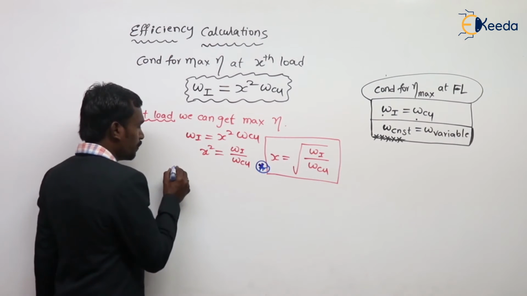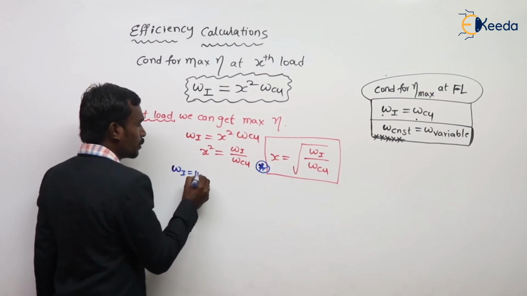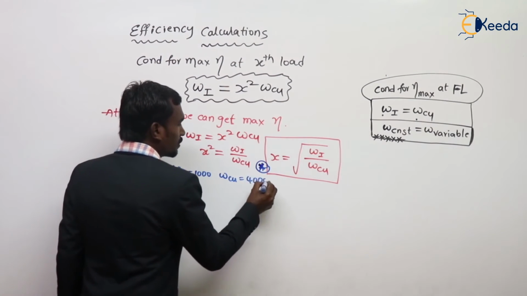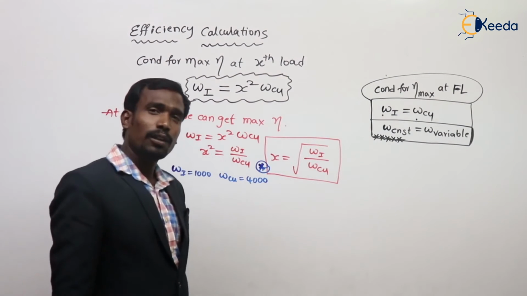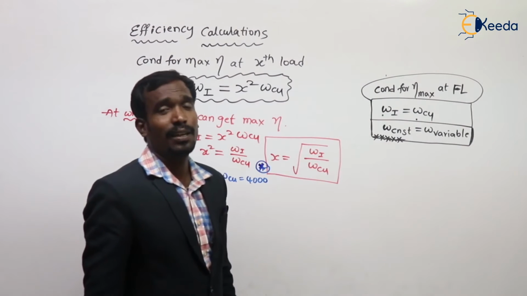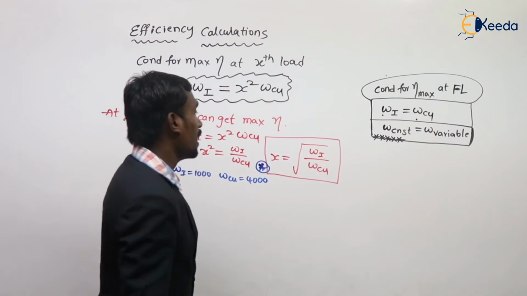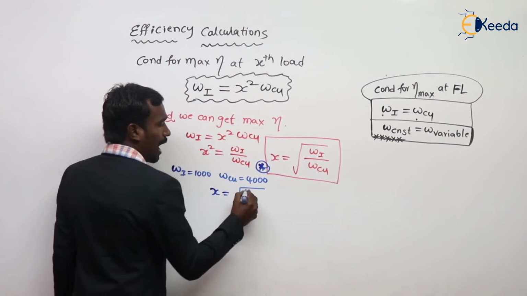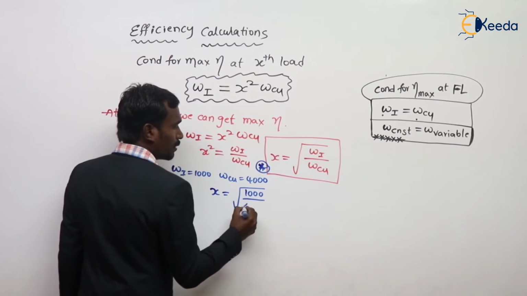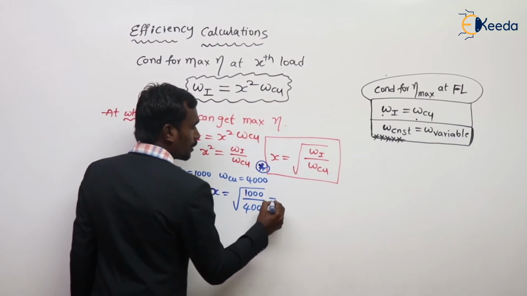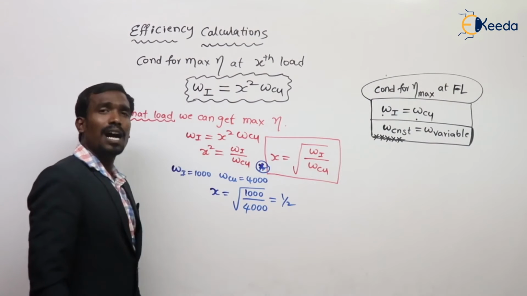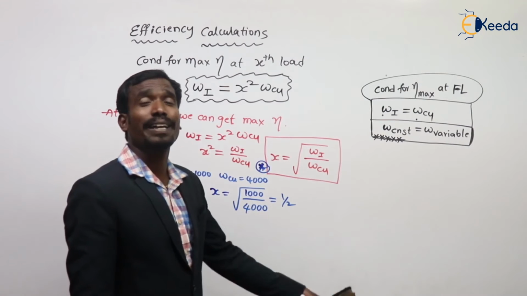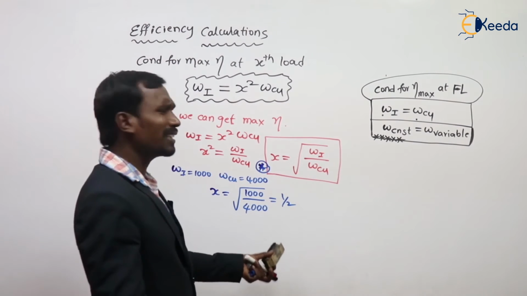They will give you, for example, iron losses are 1000 watts, full load copper losses are 4000 watts. Then at what load can we get the maximum efficiency? X is equal to square root of iron losses upon full load copper losses. So the answer is 1 by 2. So at half load we can get the maximum efficiency.